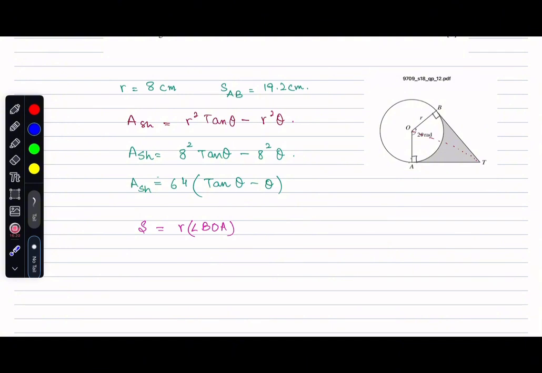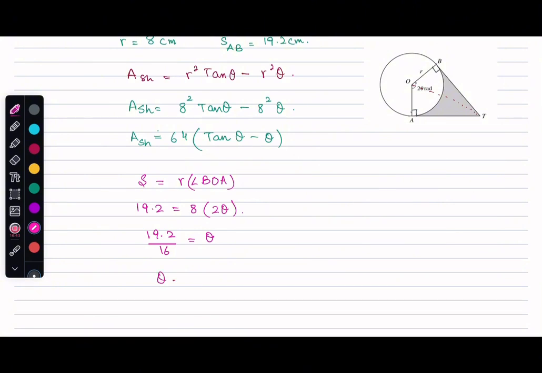So let's start substituting all the values. Arc length is given as 19.2 centimeters, radius is given as 8, and the angle we can see is 2 theta. Substituting all these values, 19.2 divided by 16 equals the theta value, and 19.2 divided by 16 is 1.2. Therefore, my theta value is 1.2.